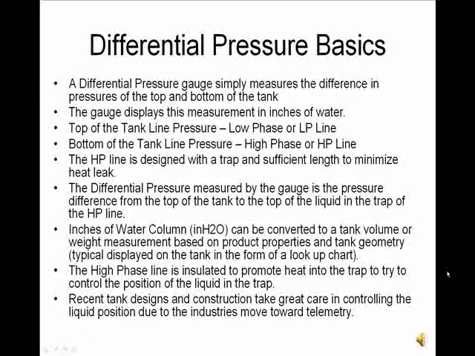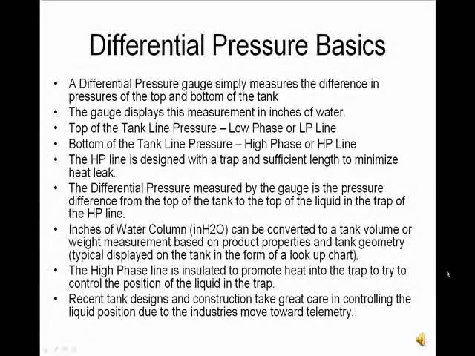The HP line is designed with a trap in sufficient length to minimize heat leak. The differential pressure measured by the gauge is the pressure difference from the top of the tank to the top of the liquid in the trap of the HP line. Inches of water column can be converted to tank volume or weight measurement based on product properties and tank geometry. It is typically displayed on the tank in the form of a lookup chart.